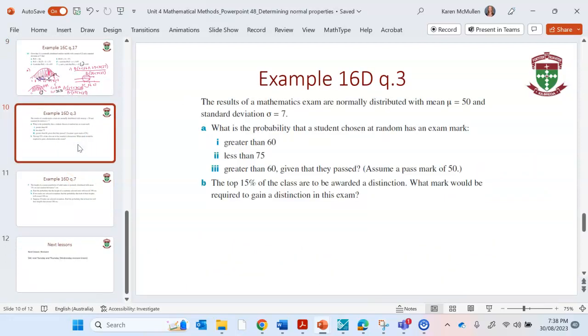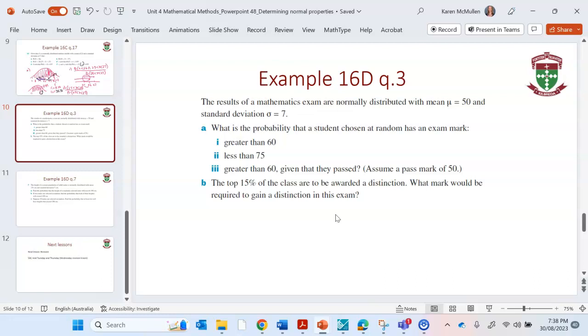Now we're looking at some questions from 16D. 16D is just more worded problems, stuff that you should be able to do. The results of a mathematics exam are normally distributed with a mean of 50 and a standard deviation of 7.